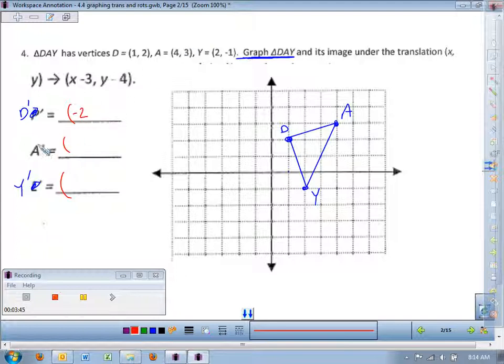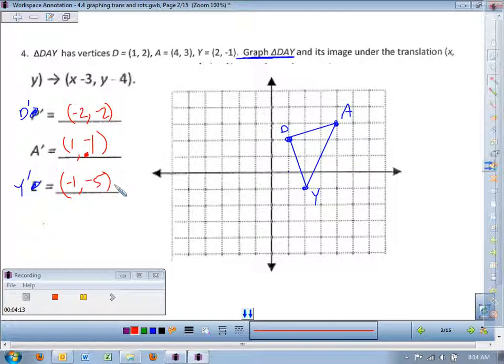The A had an x value of 4, so subtract 3 from that, it would be at 1. And Y had an x value of 2. Subtract 3 from that, and it would be at minus 1. Now I'm going to do all the y's. The rule says take away 4, so negative 2 for D prime. Take away 4, negative 1 for A prime, and take away 4, negative 5.